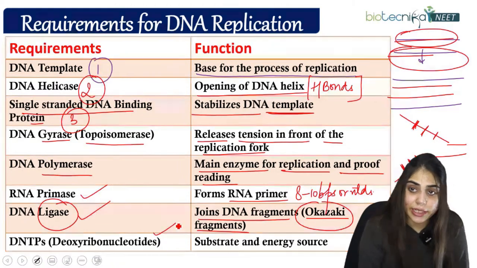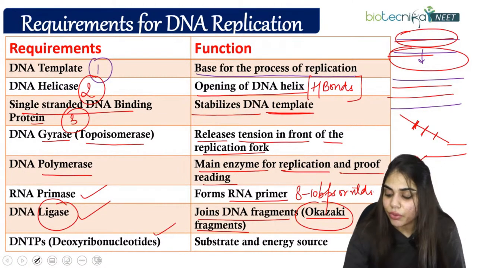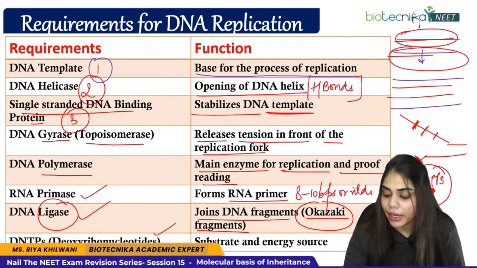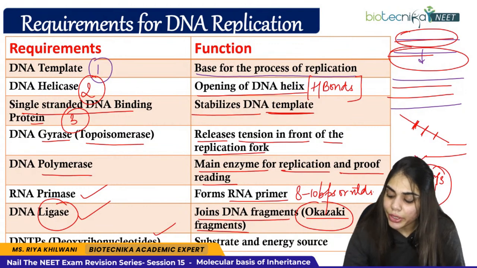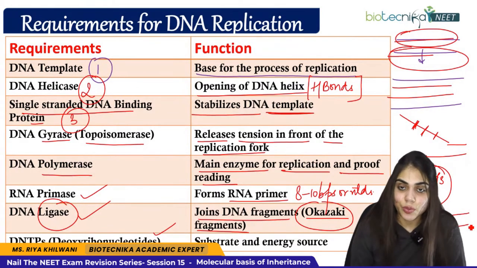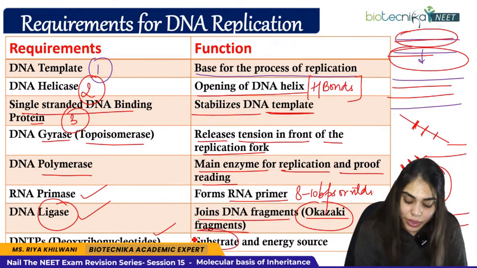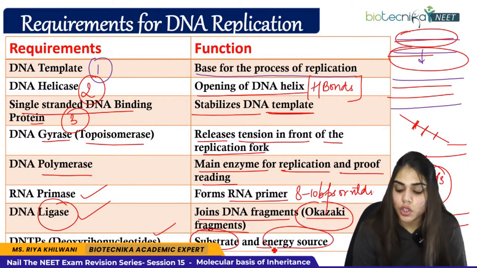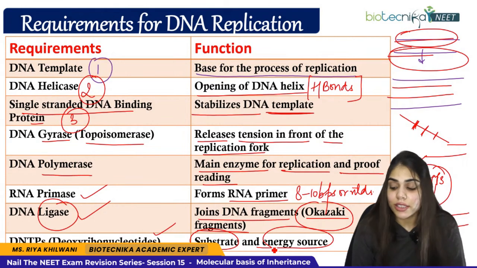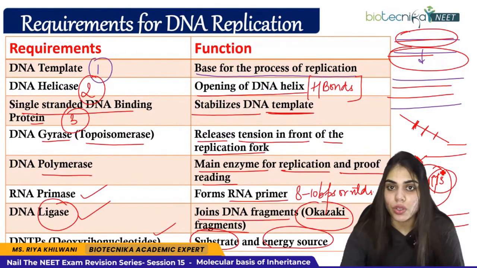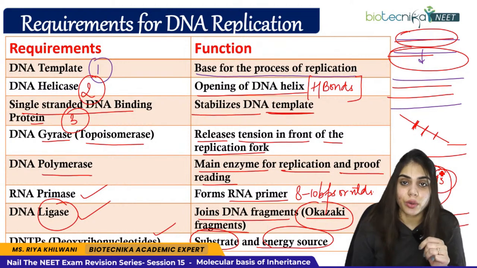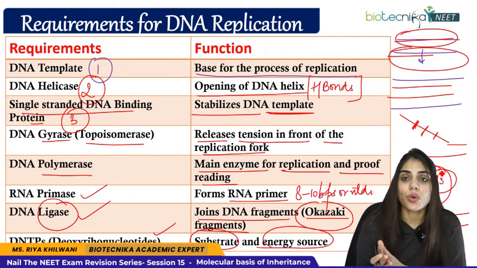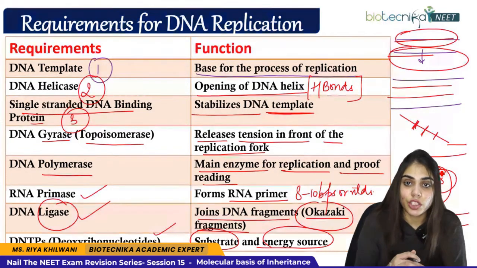And how is this DNA synthesized? It is synthesized from dNTPs. So DNA polymerase requires deoxyribonucleoside triphosphate, and it will incorporate it into DNA. So it is a substrate for DNA synthesis, and it also provides an energy source. Why energy? Because it contains triphosphate. It has three phosphate groups, and this phosphate group is a source of energy, because when it is cleaved, it will release a lot of energy that is required for the DNA polymerase enzyme.